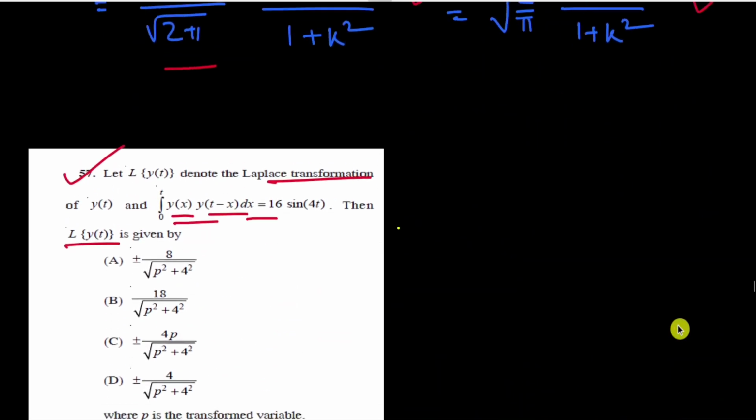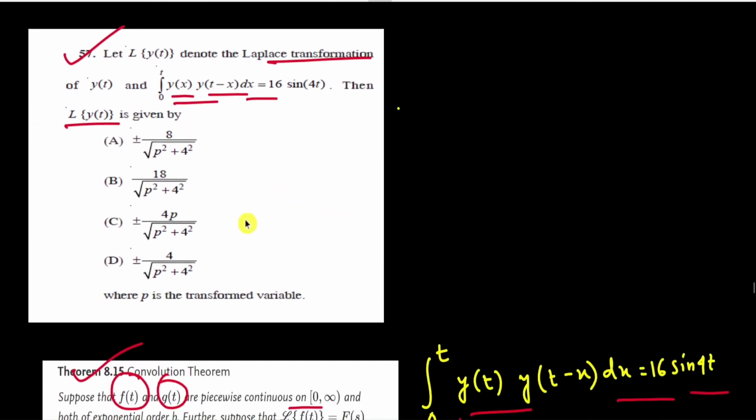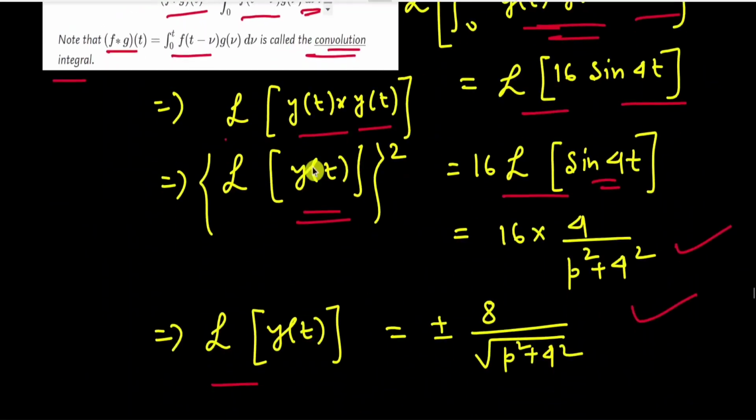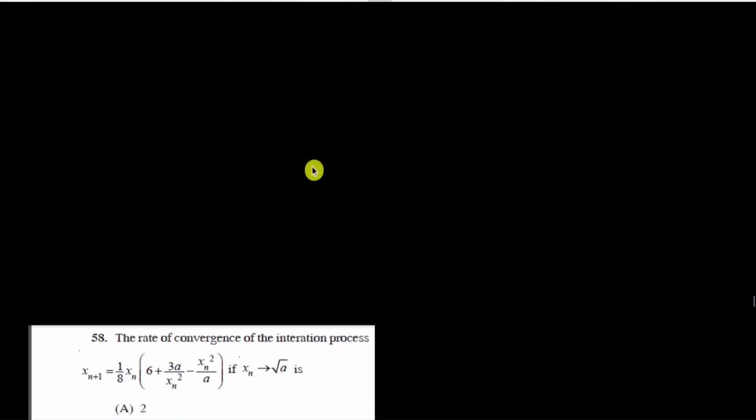Therefore, for question number 57, option A, plus minus 8 by root under p square plus 4 square, is the correct answer. So go to the next question, question number 58.